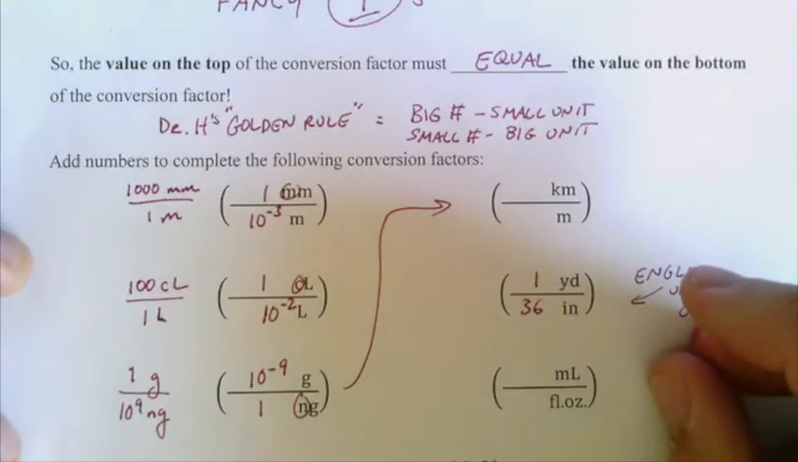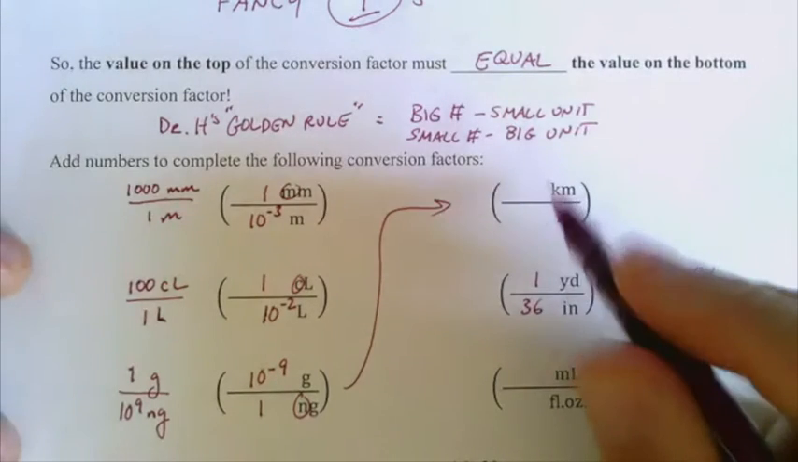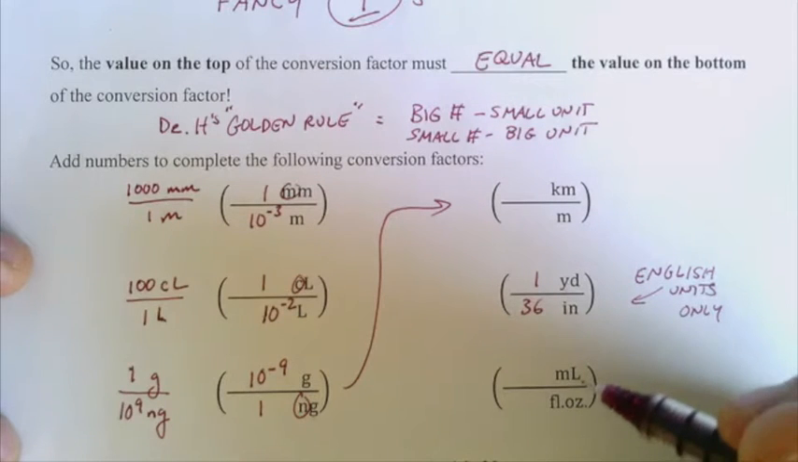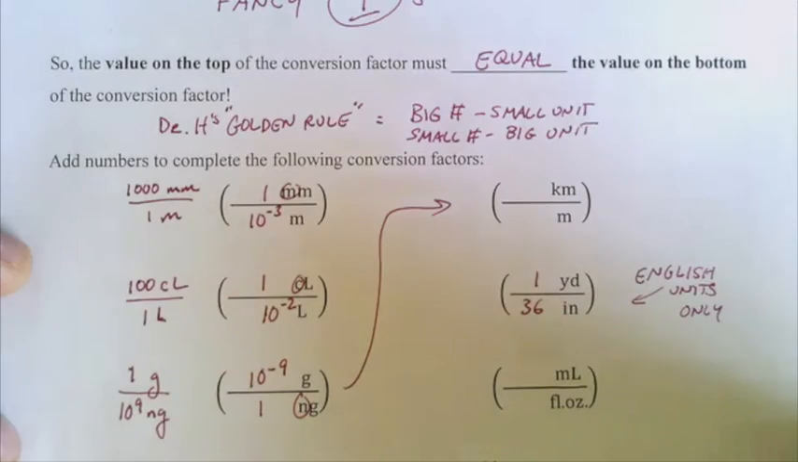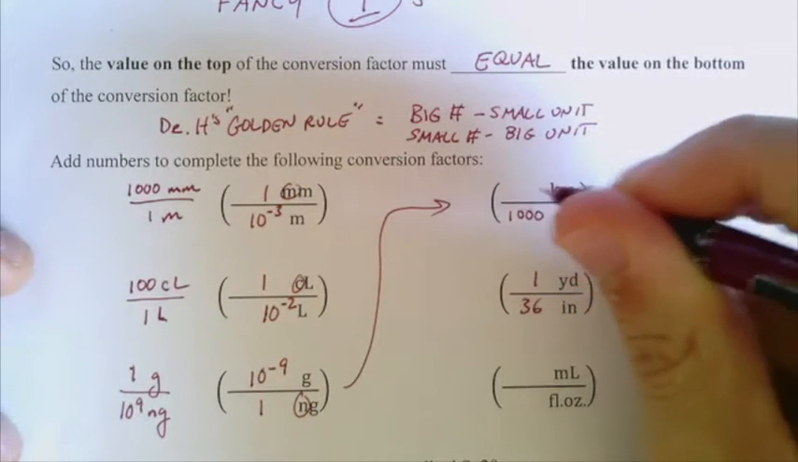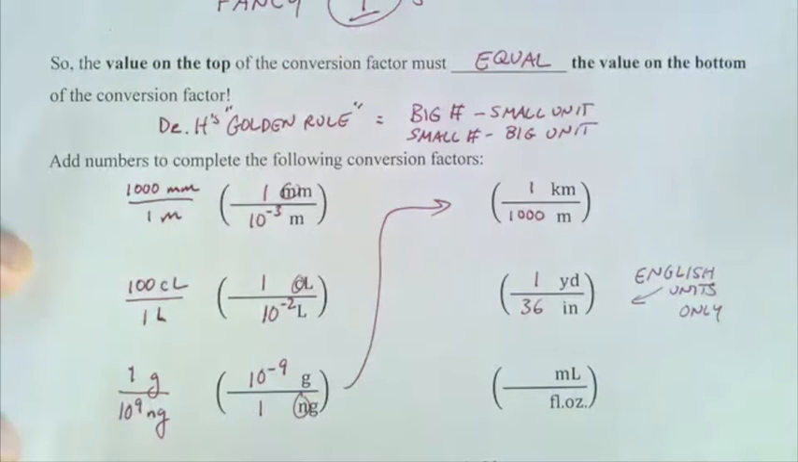Take a moment and see if what you wrote for that conversion factor follows Dr. H's golden rule. And if it does not, fix it. I'll give you a moment, pause the video. And here we go. What you should have here is 1,000 meters equals 1 kilometer.